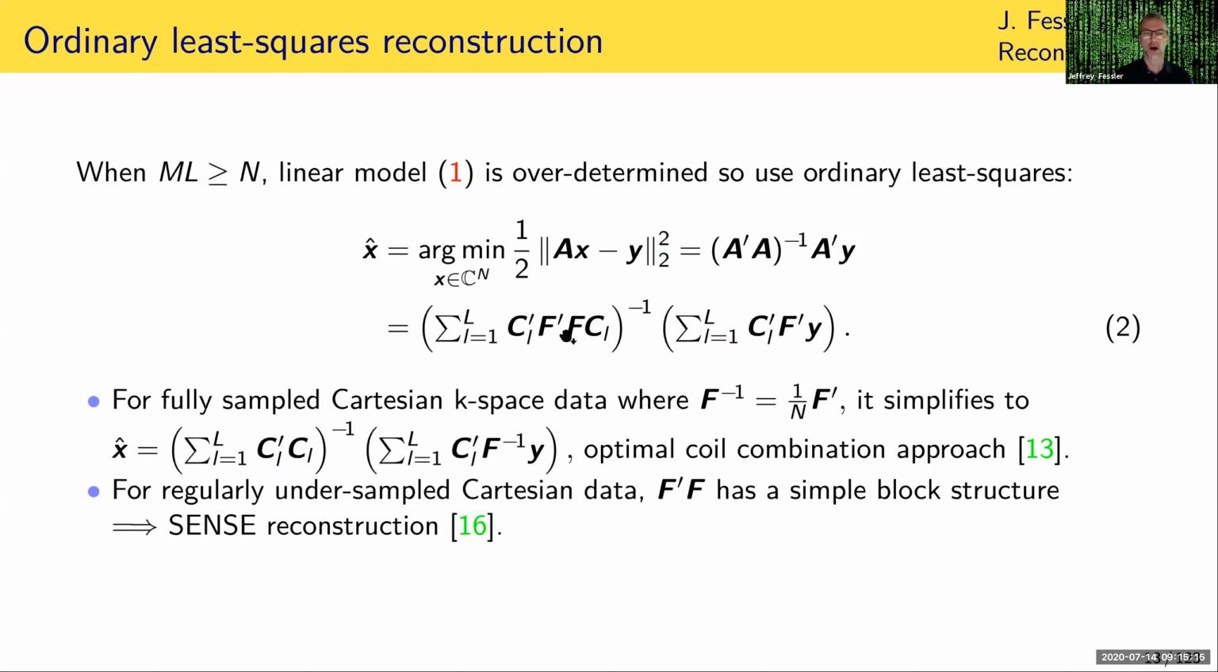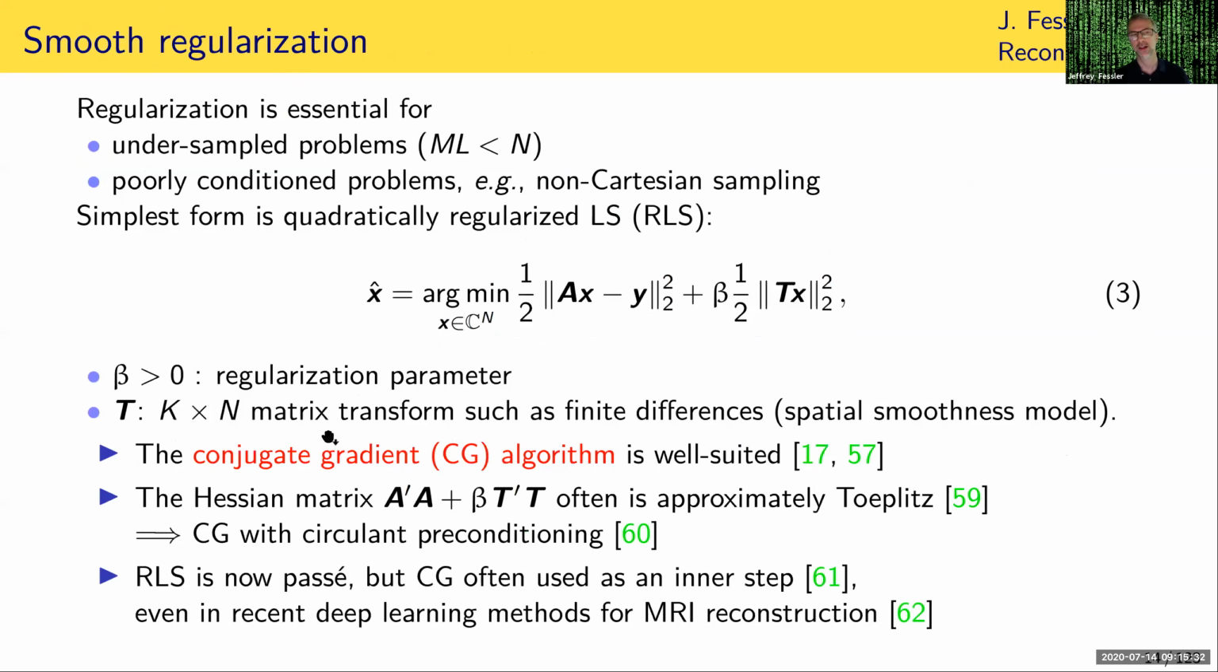There are some other undersampling patterns where F transpose F has a certain simple block structure that you can solve non-iteratively. That's known as classical SENSE reconstruction. We're going to be focusing on the case where the sampling pattern is irregular and there's no such simplification. And in fact, for general sampling patterns, including non-Cartesian sampling, that problem is ill-conditioned, and so we have to include some form of regularization.